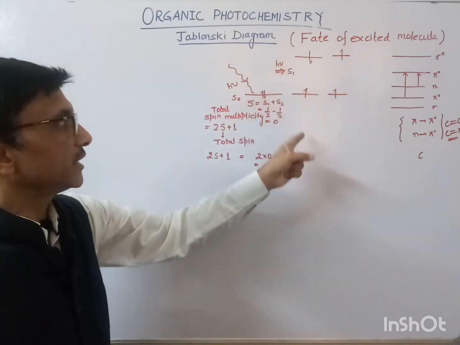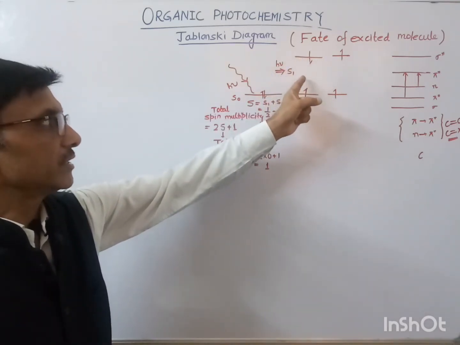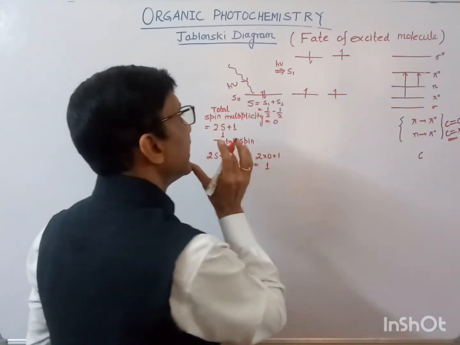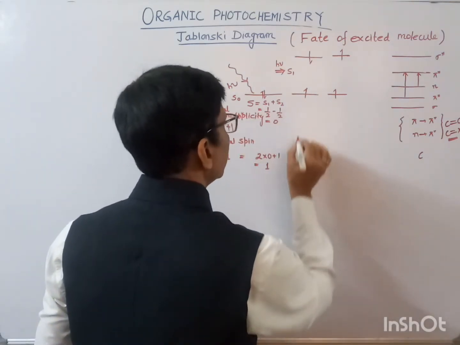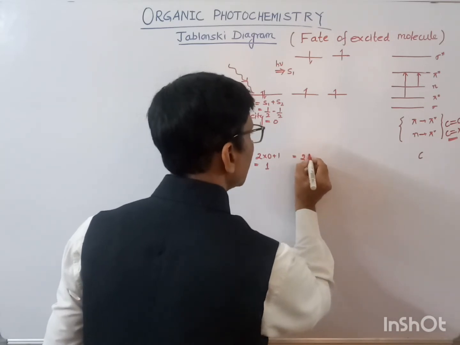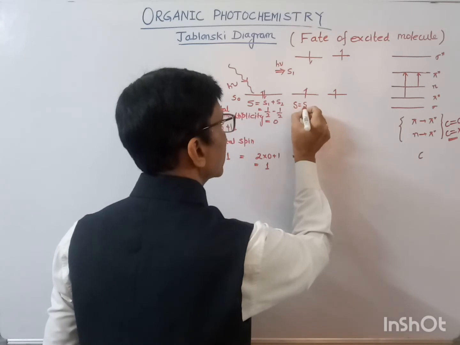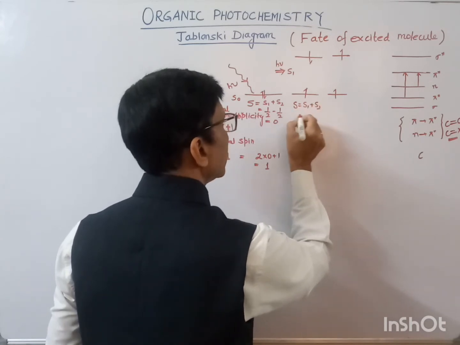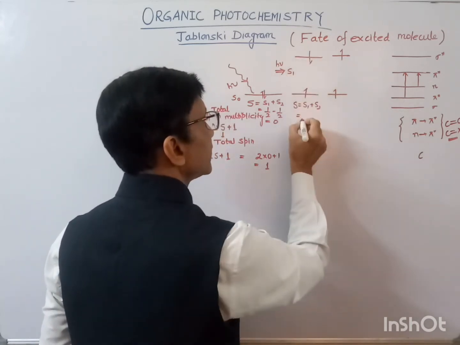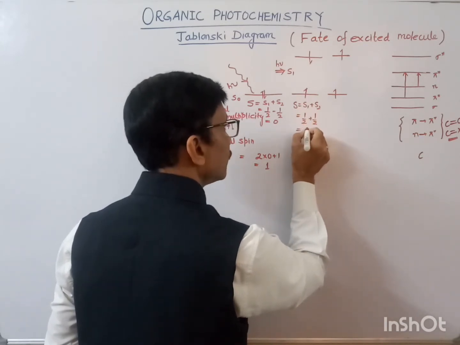Now what about the excited state? This is a singlet excited state. If we calculate the total spin multiplicity here, in this case capital S is again equal to s1 plus s2, and both are in the same direction spins, so half plus half, and this comes out to be 1.